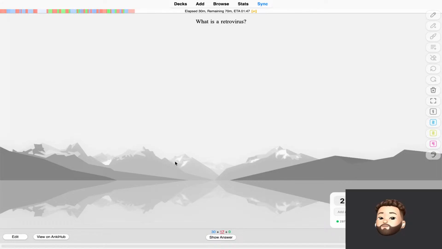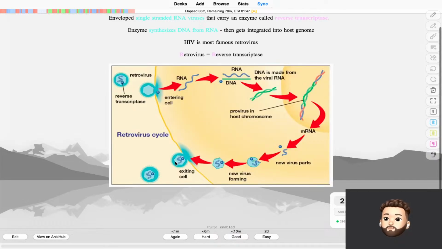What is a retrovirus? It's an enveloped single-stranded RNA virus that has a reverse transcriptase. So when it enters the whole cell, it can transform. It can synthesize DNA from its single-stranded RNA and integrate itself into the genome.